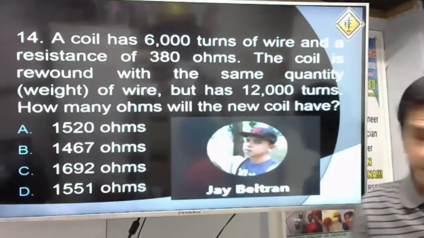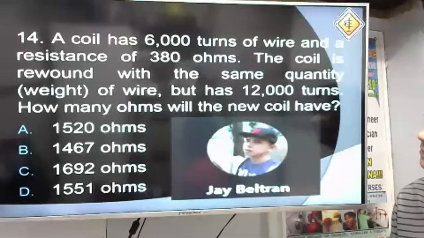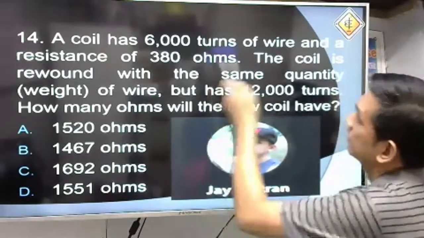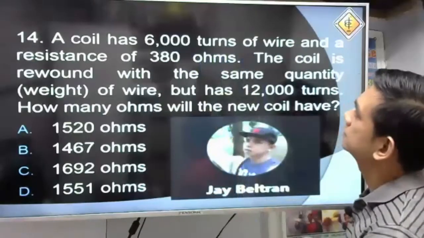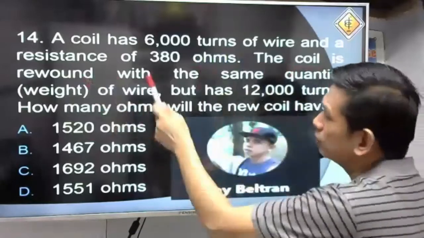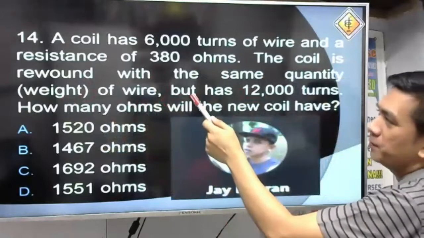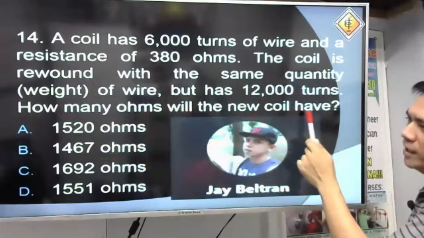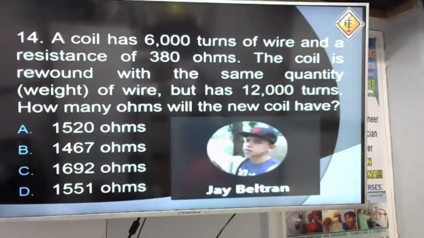Okay, this is the question from Mr. J. Beltran. A coil has 6,000 turns of wire and a resistance of 380 ohms. The coil is rewound with the same quantity or weight of wire but has 12,000 turns. How many ohms will the new coil have? Okay, so I will show this with you.